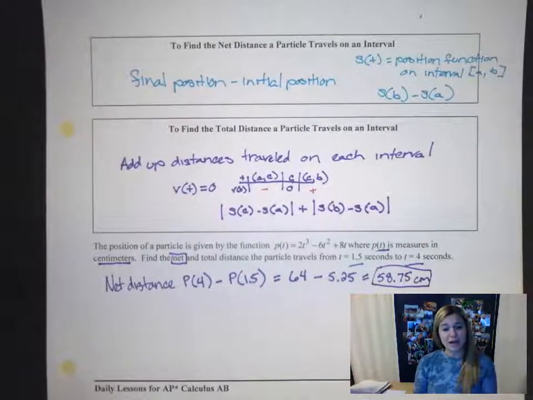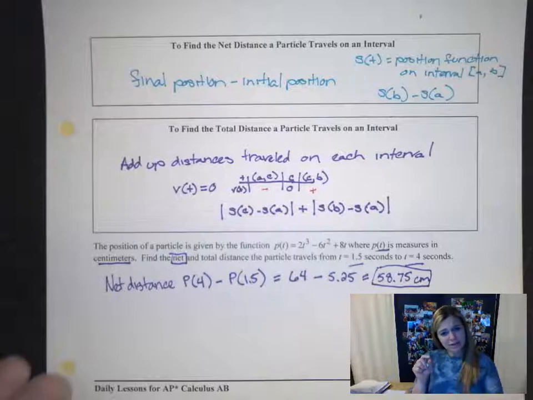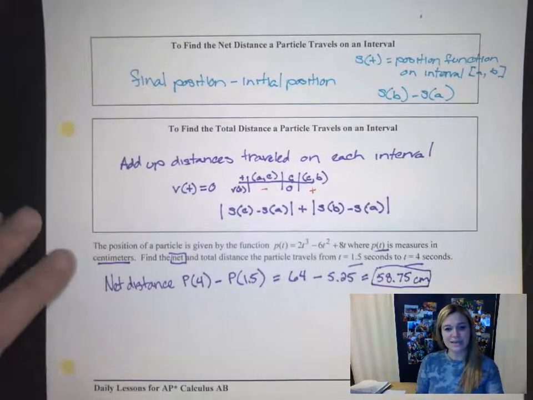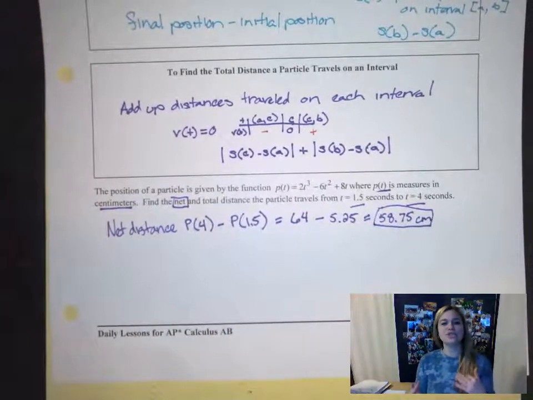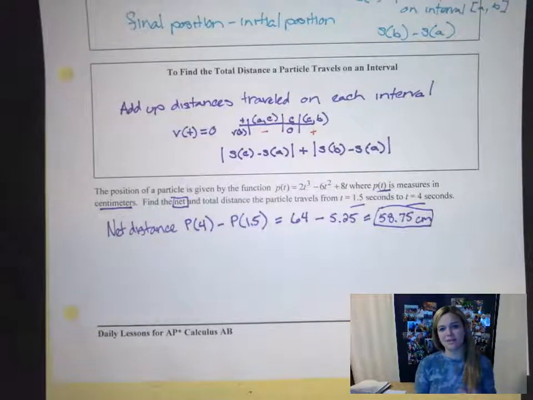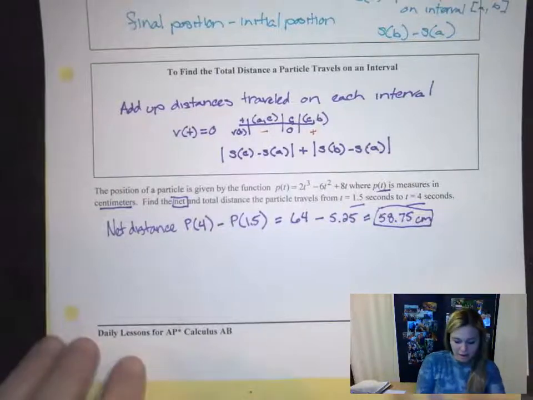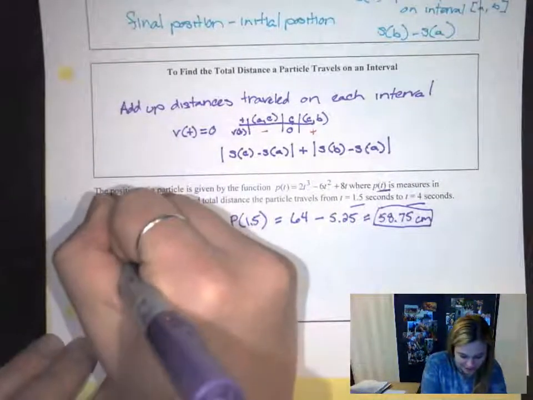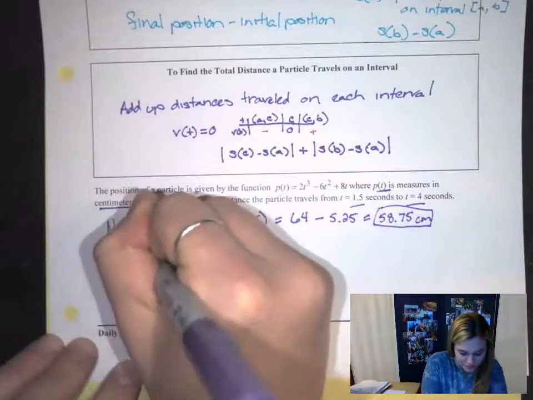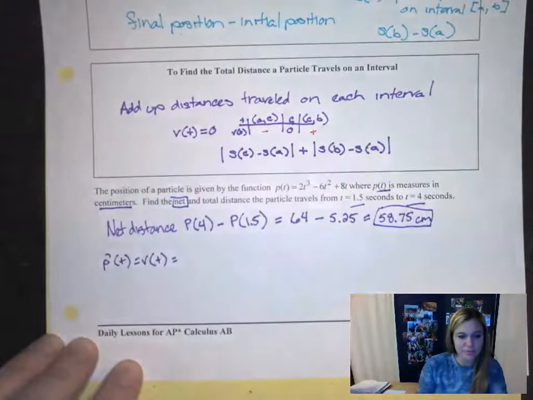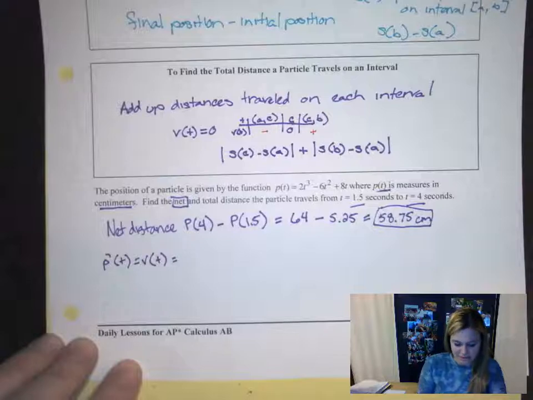To do the total distance, a little bit harder, because I need to see, do I change directions at any time? So does the particle change directions at any time? Direction is determined by the sign of velocity. So I need to see, well, where is that possible change happening? So what I want to do is indicate that I know what velocity is. So I want to say P prime of t is equal to V of t. So I know, hey, the derivative of position is velocity.